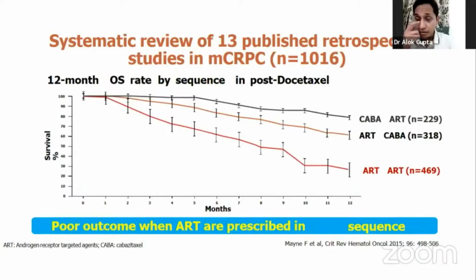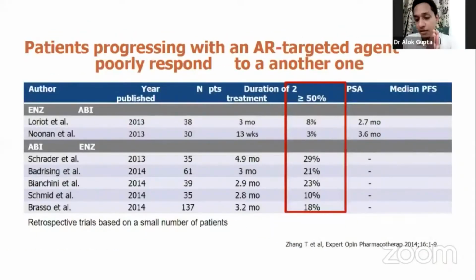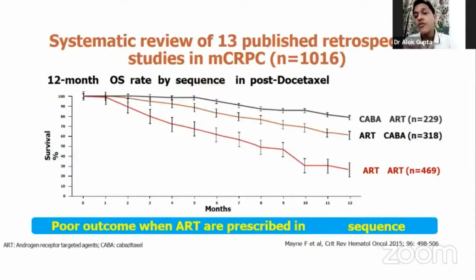Now, from this study, they concluded that sequencing one AR axis agent, that is enzalutamide followed by abiraterone or abiraterone followed by enzalutamide, should be avoided as far as possible. This is because if we expose these patients to one of these agents and the other agent is cabazitaxel, such patients do achieve a better overall survival.